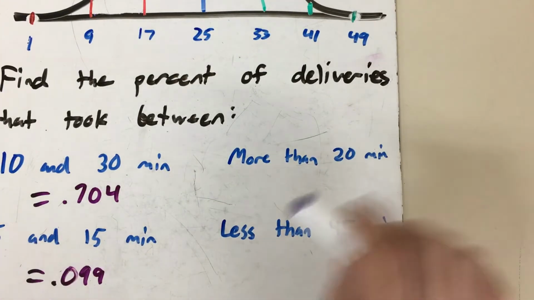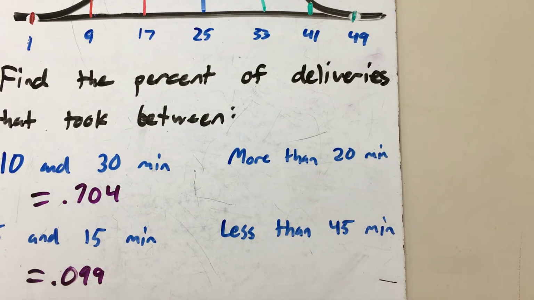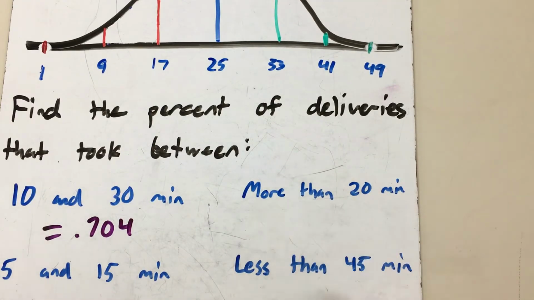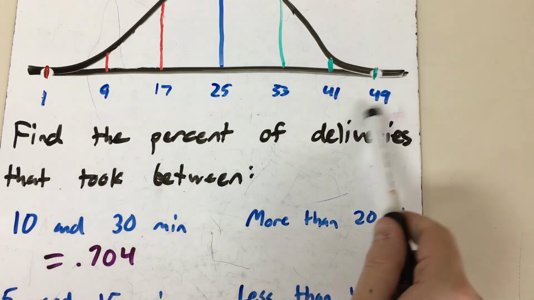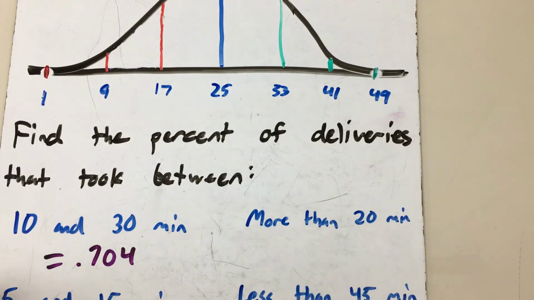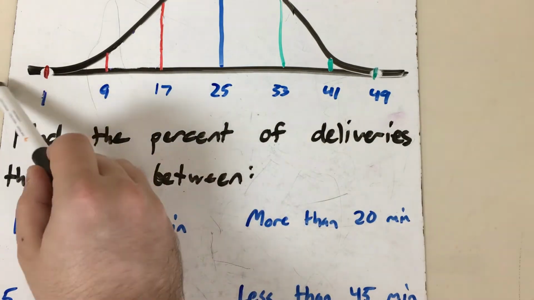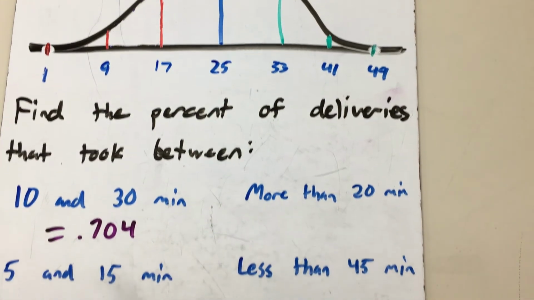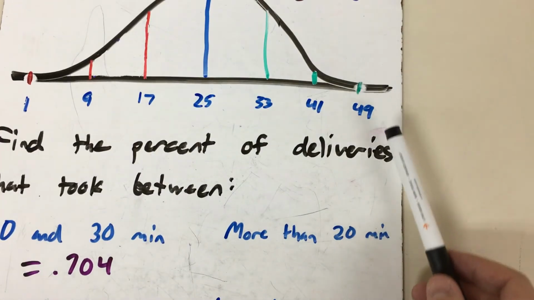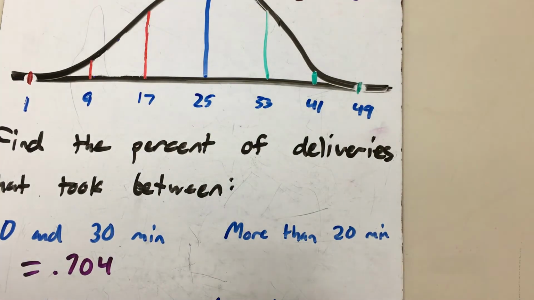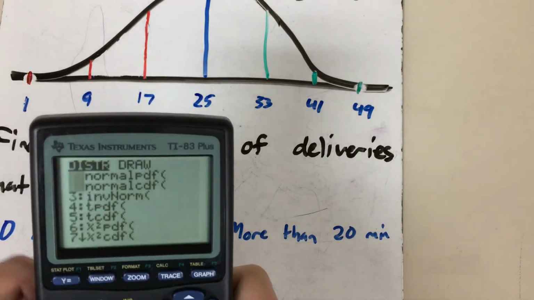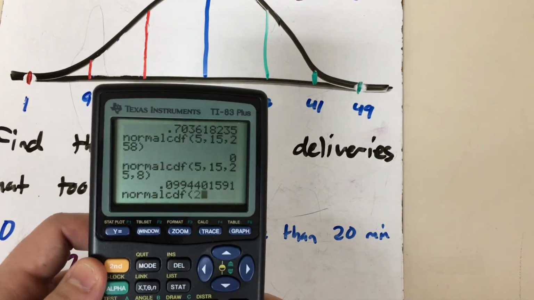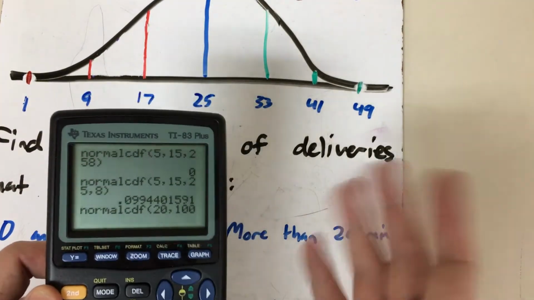So now, these two are a bit of a trickier type of problem. If I see more than 20 minutes, there's no upper bound that it gives me, so I need to make up my own. Pretty much anything past 49 will do. Because the percentage of data on either of these tails is so small, we can pick a bound that is a little above 49 or something like that and be okay. Just to be safe, though, I like to just go with some power of 10. So in this case, I'll do normal CDF from 20 to 100, just to make sure.